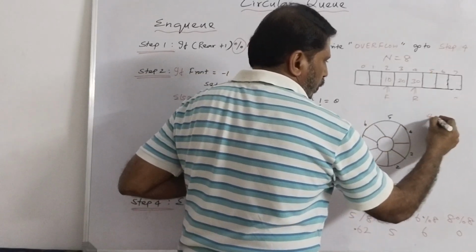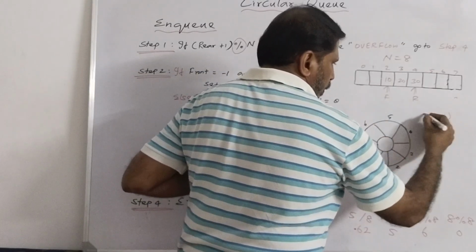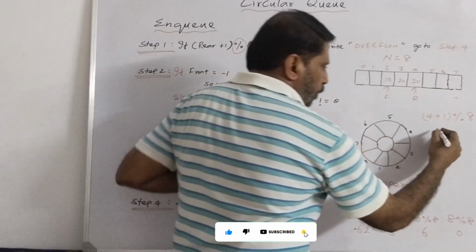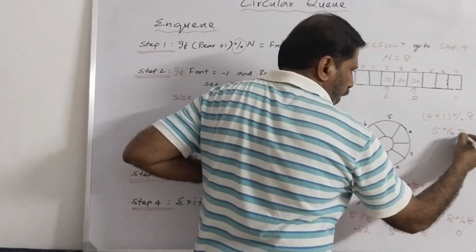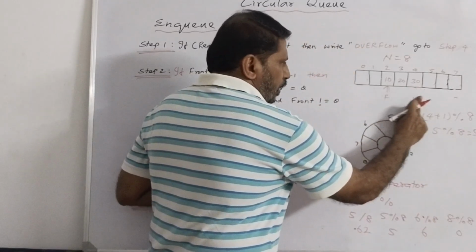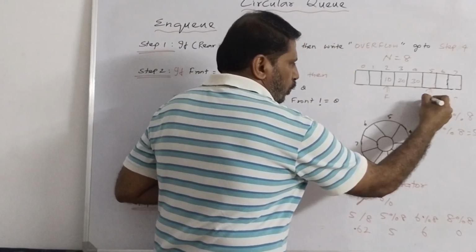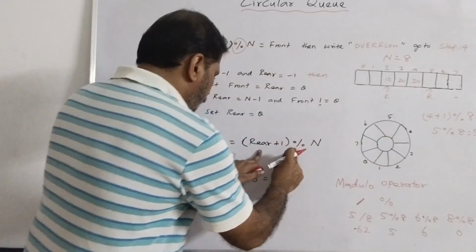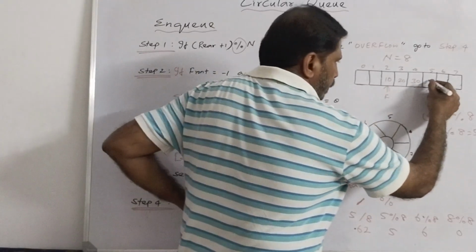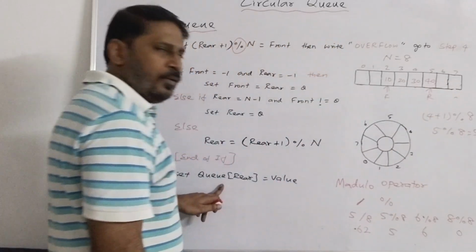Rear is 4. 4 plus 1 modulo n. N value is 8. So 4 plus 1 means 5, and 5 modulo 8 is, we already know, 5. So that's why rear is moved to the 5th position. Then it comes out. Set Q of rear equal to value, so we are storing the value here. So, is that clear?